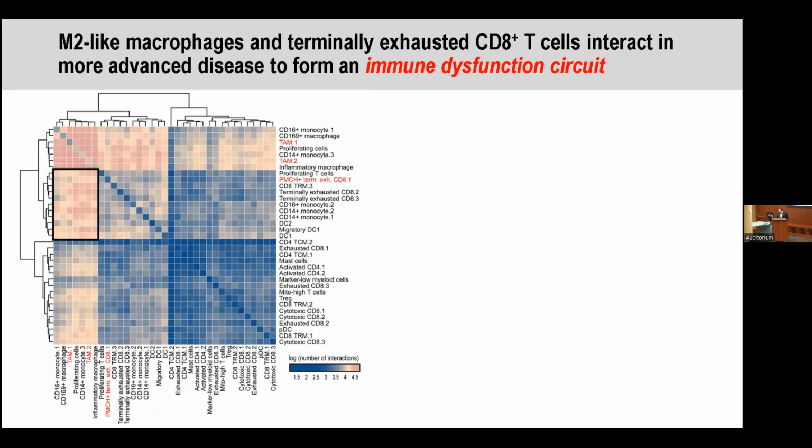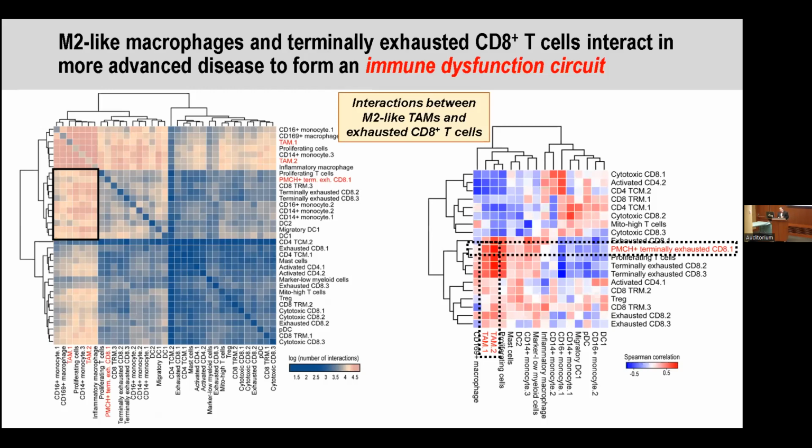When we zoom in and look at exactly what populations, it's actually these M2-like, these TREM2 positive macrophages interacting with these terminally exhausted CD8 T cells at a high degree. So these are inferred interactions. We obviously have to make sure they're actually present in the same sample. They have to be in the same tumor to physically interact. And so we look at the relative proportion of these different populations. We can again see they're really highly correlated. There's a strong correlation between the presence of these CD8 T cells and these tumor-associated macrophage populations.